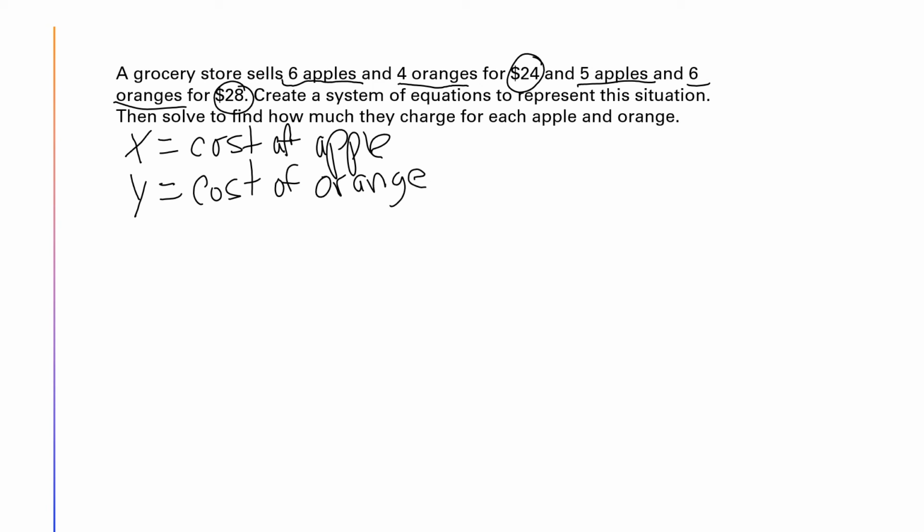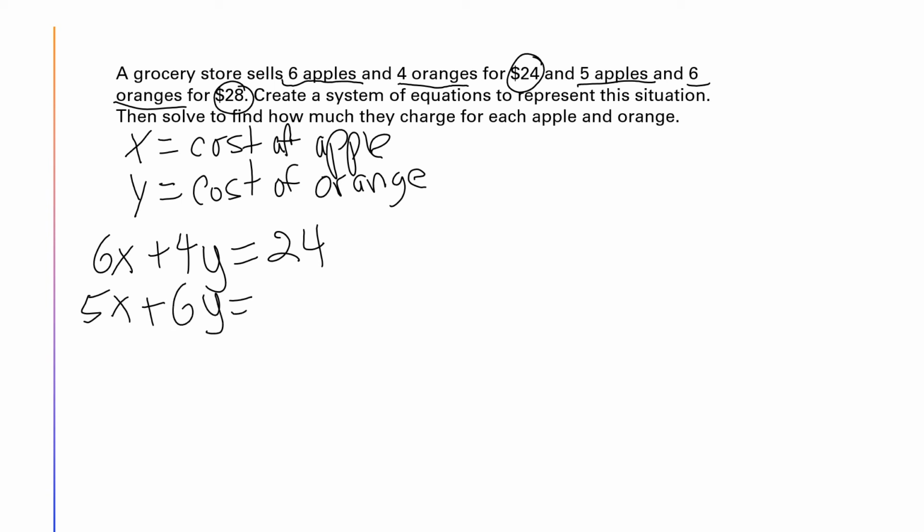So the first equation should be 6 apples, so 6 times the cost of each apple to get the total cost of apples, plus 4 times y to get the total cost of oranges, equals 24, the total cost. And the second equation should be 5x for 5 apples, plus 6 oranges, so 6y, which gives us a total of $28. Now, this time let's solve for y and eliminate x.